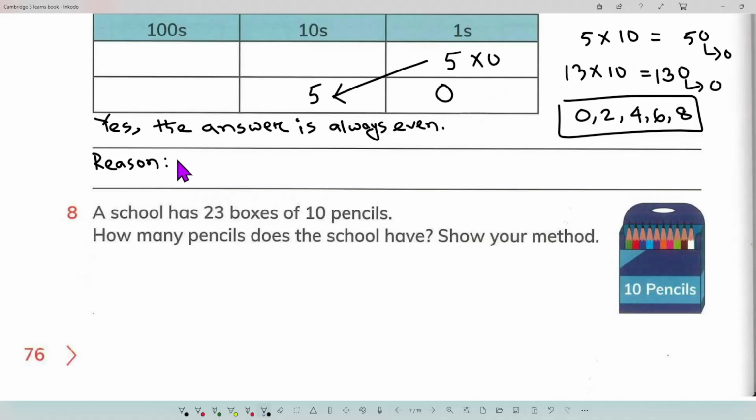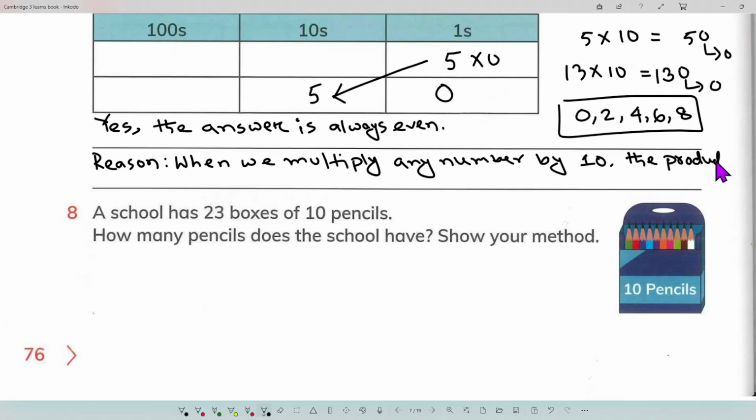When we multiply any number by 10, the product ends in 0, and numbers ending in 0 are even, right? So very simple thing.